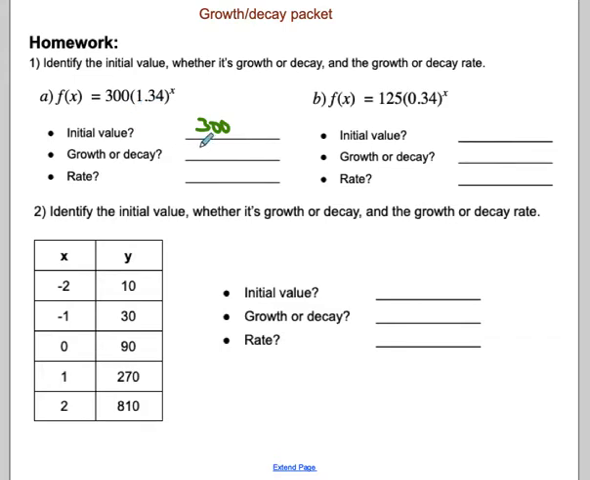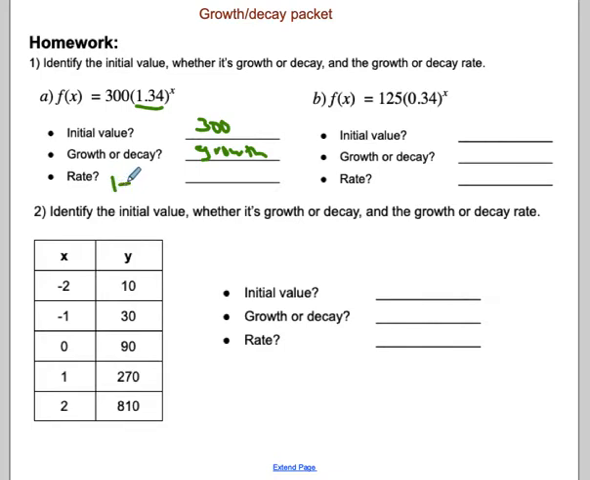This is definitely going to be a growth because the number in the parentheses that's attached to the base of the exponent, this 1.34, is larger than 1. So if it's bigger than 1, it's going to be a growth. How you determine the rate is you've got to figure out how much larger it is than 1. It's the difference from 1.